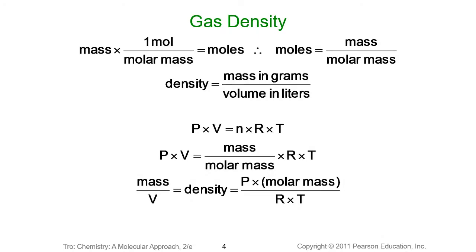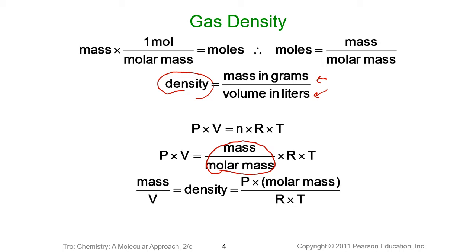We can find the density of a gas by remembering that to calculate moles, we can use the mass and the molar mass. If we rearrange this equation, we get that moles are equal to the mass divided by the molar mass. We can substitute that into our ideal gas equation and solve for grams divided by liters, which are the units of density for a gas.